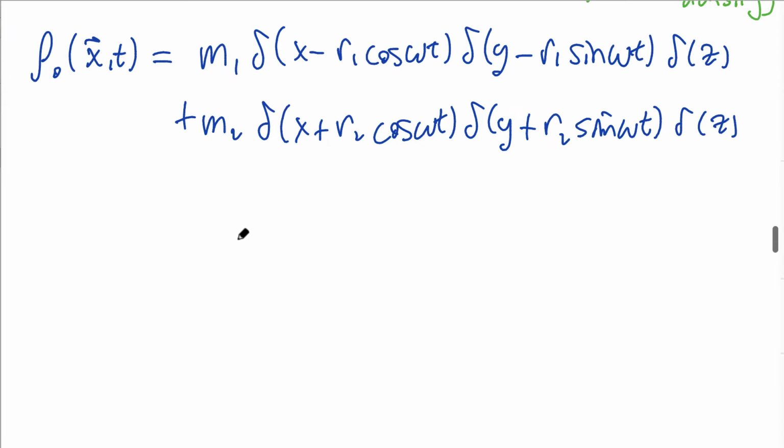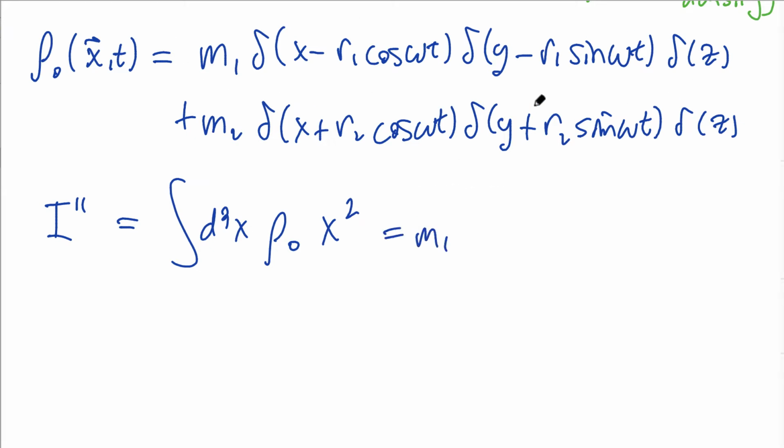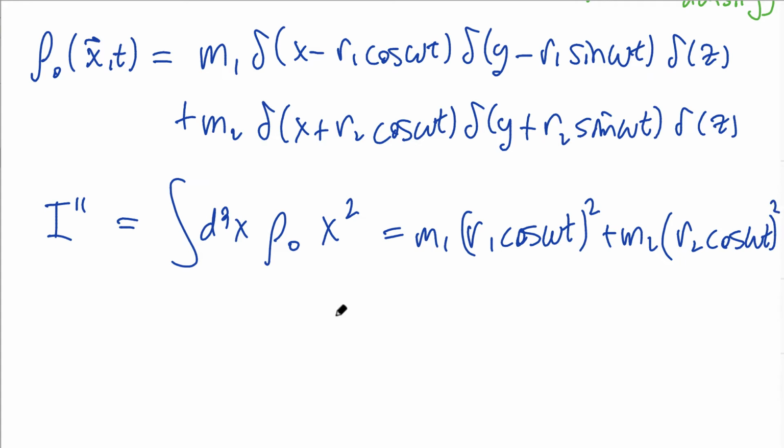It's now straightforward to calculate the components of the second moment of the mass distribution. For example, let's look at I11 or Ixx. That's equal to the integral d3x of rho 0 times x squared. From this first term in rho naught, we have m1 times the integrals over y and z just give a factor of 1, and the integral over x gives r1 cosine omega t quantity squared. And now for the m2 term, we have m2 times r2 cosine omega t squared. So this simplifies to m1 r1 squared plus m2 r2 squared times cosine squared of omega t.